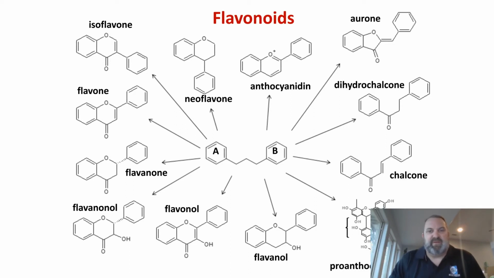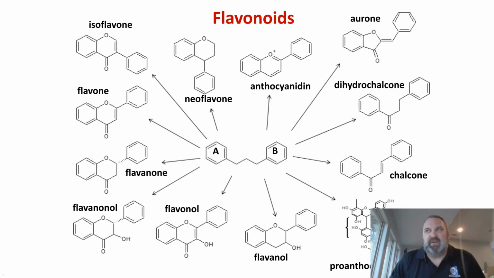They exist in a very wide range of structures that are all built from this central A-B ring structure, which can be combined in different ways. And I think you have probably heard of some of these flavonoids before. A lot of these are very desirable nutrient products for various reasons.